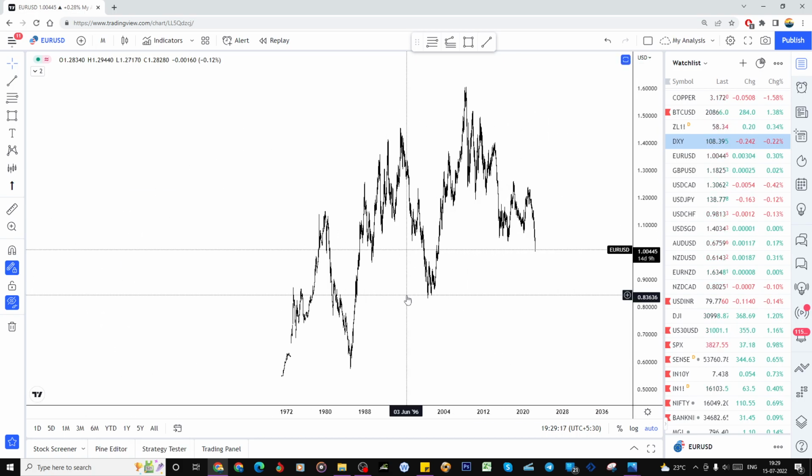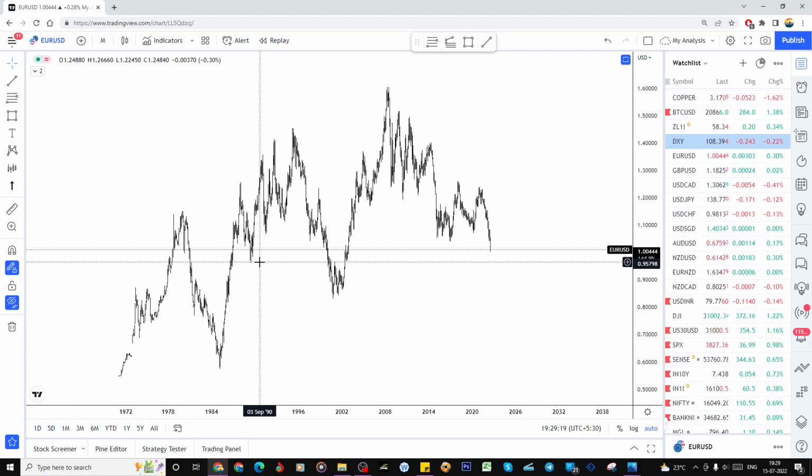Yeah, look at this, 9.5. So here, this zone, right? So 9.8 here, here, here. So these are all demand zones in my view. So within this zone, it can bounce.